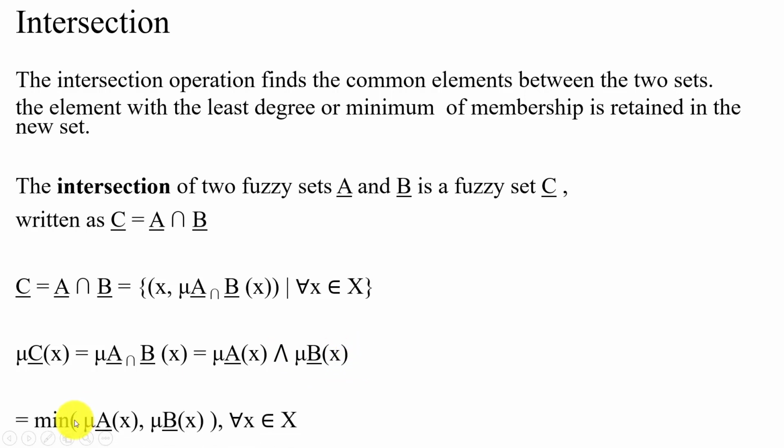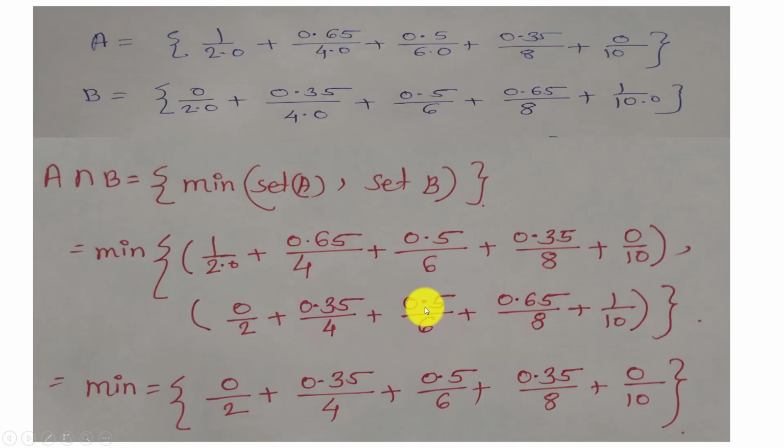So while we are talking about the intersection, we consider the least degree or minimum element. We compare the two sets, set A and set B, and the minimum element is selected into the intersection. Now let's understand it again with an example.